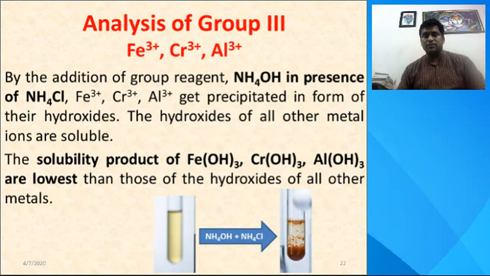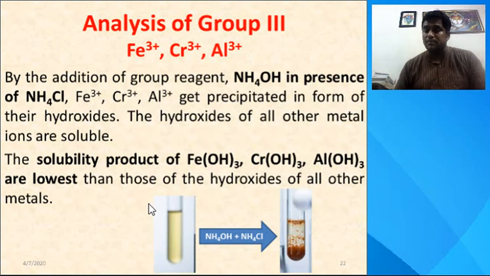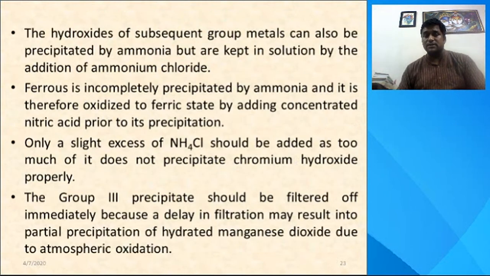Now, analysis of group 3. The cations are iron, chromium and aluminum. The group reagent is ammonium hydroxide in the presence of ammonium chloride. These three cations get precipitated in the form of their hydroxides. So what does it suggest? The solubility products of hydroxides of these three metals are lower than the solubility products of hydroxides of all other metals. So that's the basis of group separation.